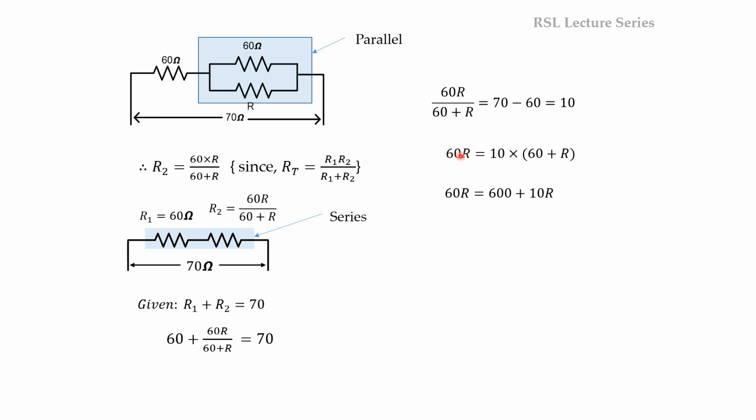On the left hand side we have 60R. So now we can bring this plus 10R towards the left hand side. So it will become minus. So 60R minus 10R will be equal to 600. 60R minus 10R is 50R. 50R is 600. R is equal to 600 by 50, that is equal to 12 ohms. So this is the required answer.